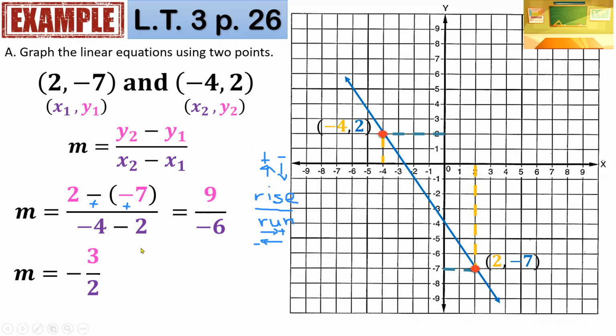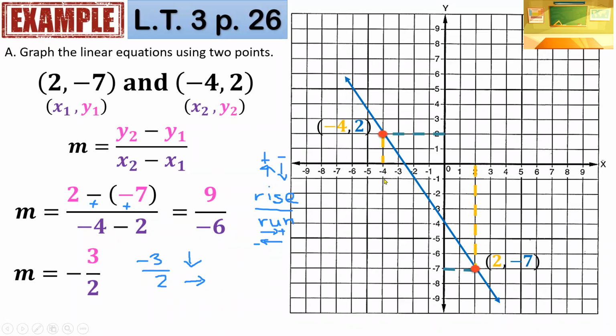So, kung titingnan nyo dito yan, meron ka kasi dyang negative 3 over 2. So, dahil ito ay negative 3, pwede kang bumaba ng 3, tapos kumanan ka ng 2. So, paano yon? So, from this point, baba tayo ng 3.